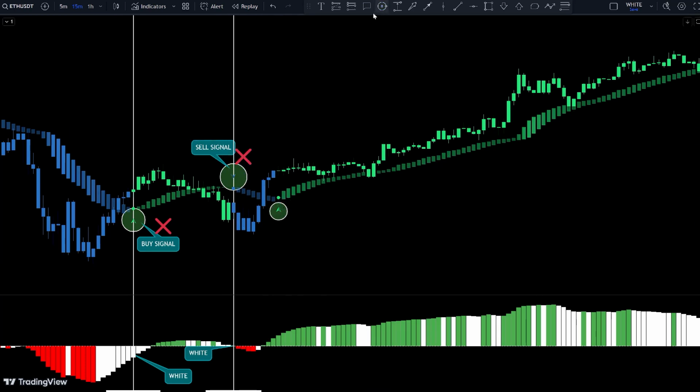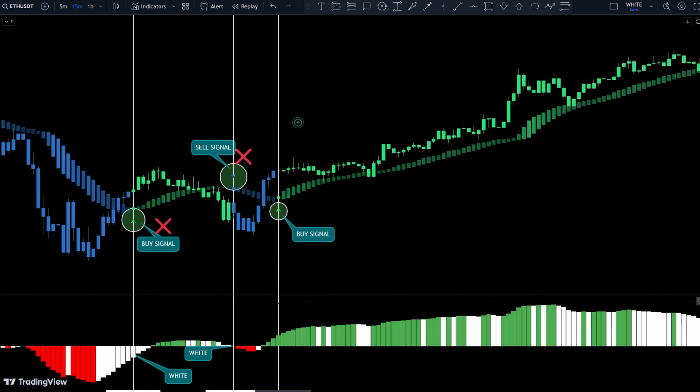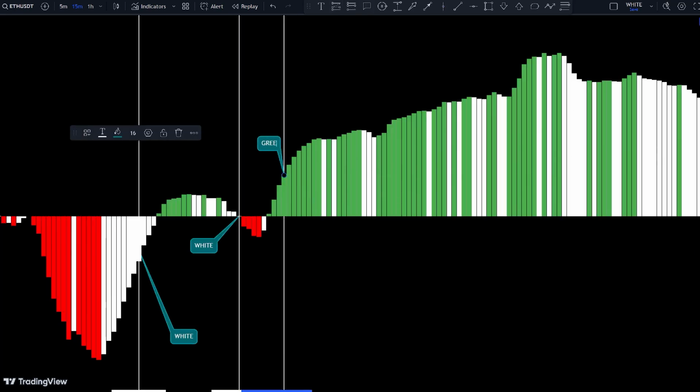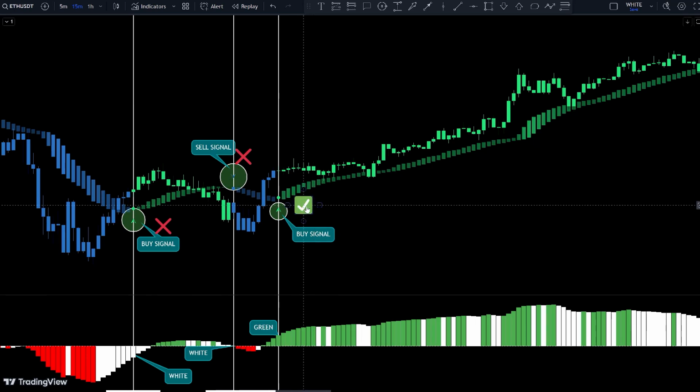Now we see another signal, which is a buy signal. At this time, the MACD column is green. That's our cue to go ahead and open a buy trade at the signal candle's closing price.